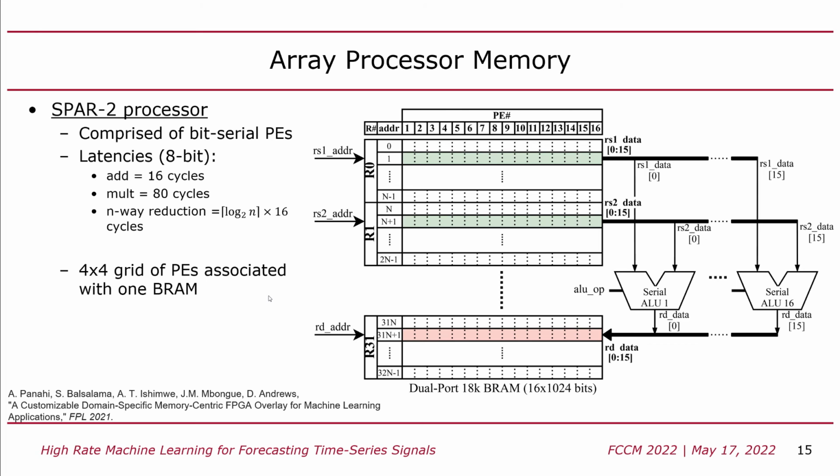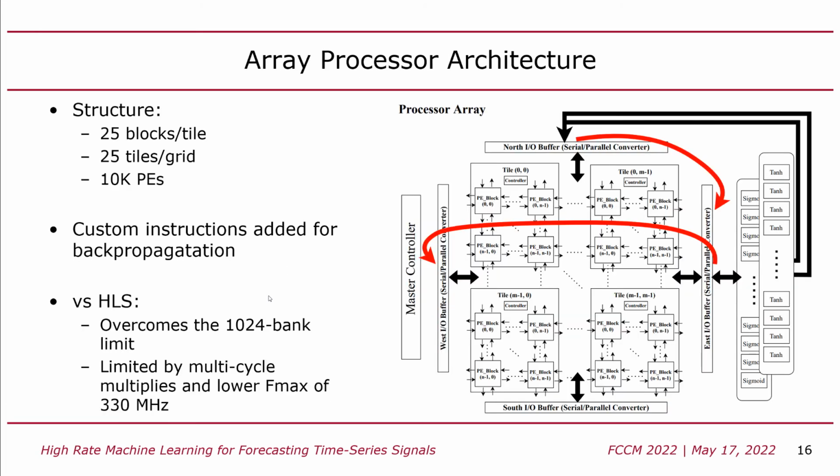The architecture is comprised of a 4x4 block of processing elements associated with each BRAM, as shown in this figure. The array is scaled up by instancing a 5x5 grid of these blocks, which are organized into a tile, and a 5x5 grid of tiles that comprise the overlay, which gives 10,000 total processing elements. PEs can exchange values with a neighboring PE, allowing intermediate results to be passed from one PE to another in the north, south, east, or west direction. And the array provides best performance when the input matrix can be mapped to a single entry in the RAM, which is the case for all but the largest model.